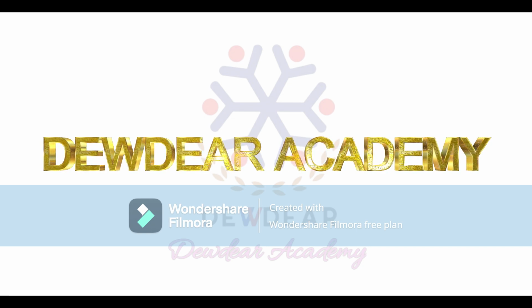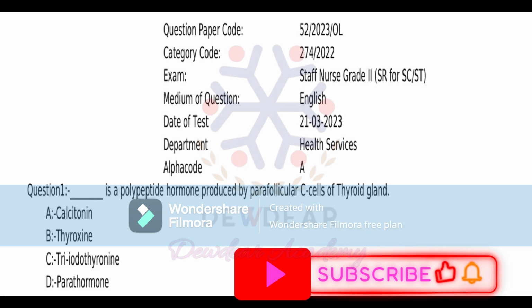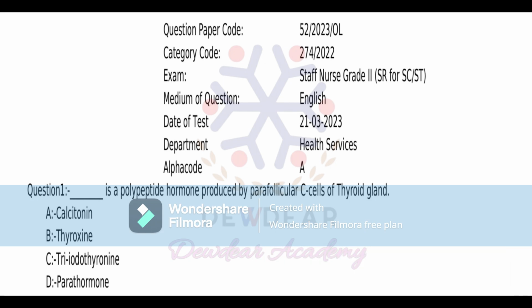Today I am going to discuss a question which is taken from the Staff Nurse Grade 2 Health Service examination conducted by the Kerala PSC. Question number 1: dash is a polypeptide hormone produced by parafollicular C cells of thyroid gland. Options: calcitonin, thyroxine, triiodothyronine and parathormone.